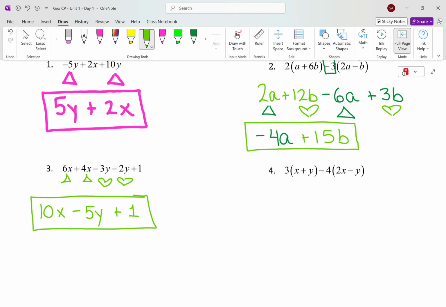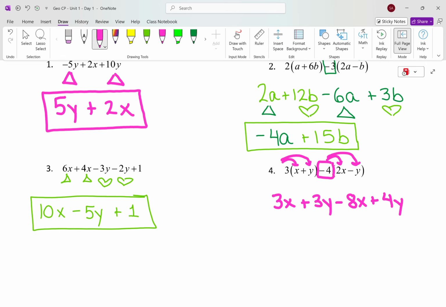Perfect. All right, for number 4, before we can combine any like terms, I need to distribute. I'm going to distribute the positive 3, and I'm going to distribute the negative 4. So 3 times x will give us a 3x. 3 times a positive y is a positive 3y. Then we have negative 4 times 2x is a negative 8x. Negative 4 times a negative y is a positive 4y.